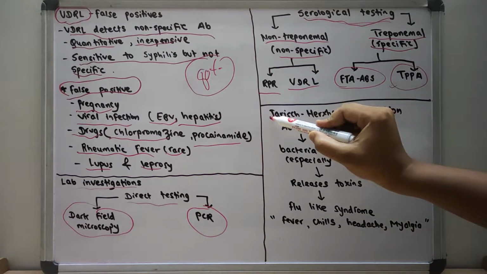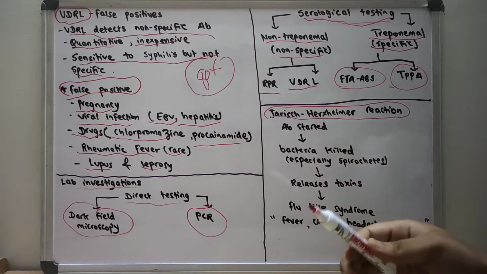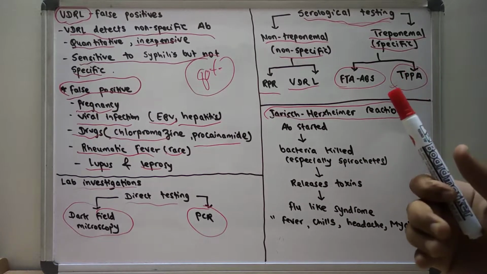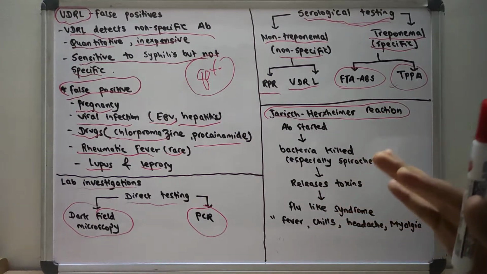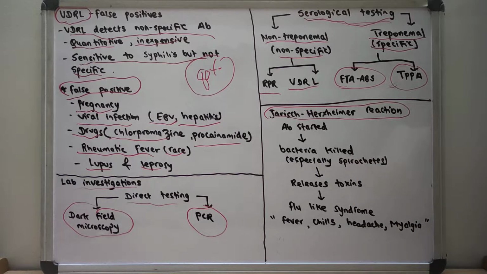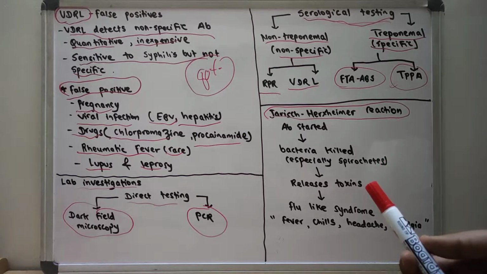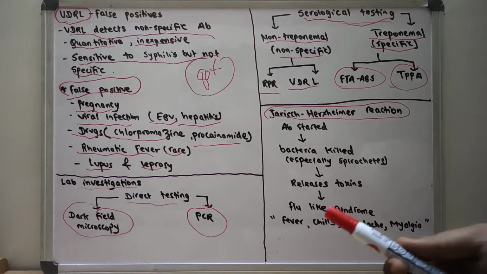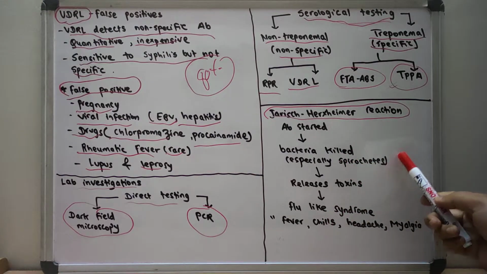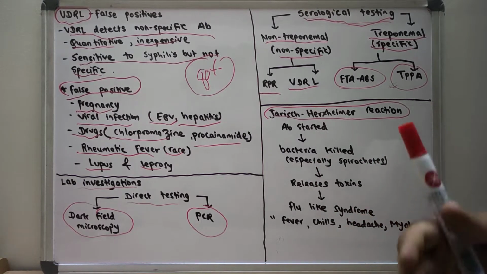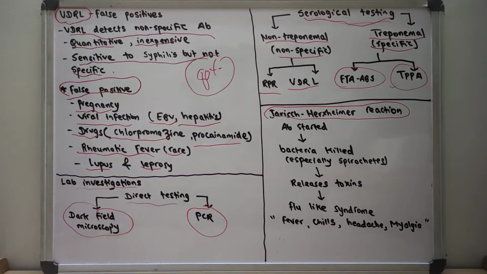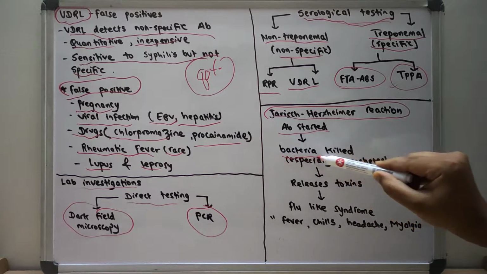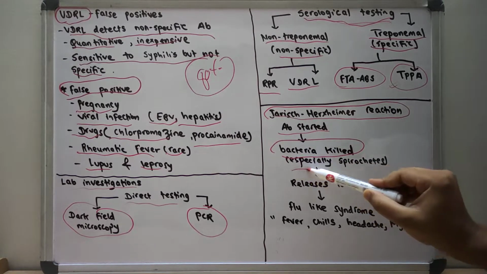Now let us talk about the Jarisch-Herxheimer reaction. This is a specific type of reaction we see when we kill the bacteria present inside a person after administering an antibiotic. We suspect it in a person suffering from syphilis, especially any person infected with spirochetes. There are various types of spirochetes, as I told you: there could be Lyme disease, leptospirosis, or syphilis. When we start the antibiotic, the bacteria are killed, so this reaction is especially seen with spirochetes.